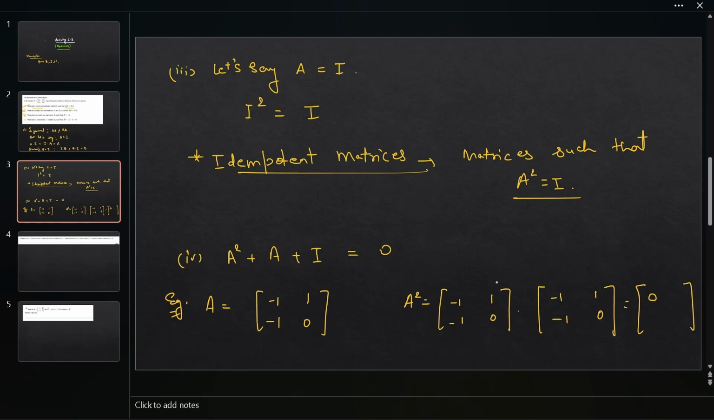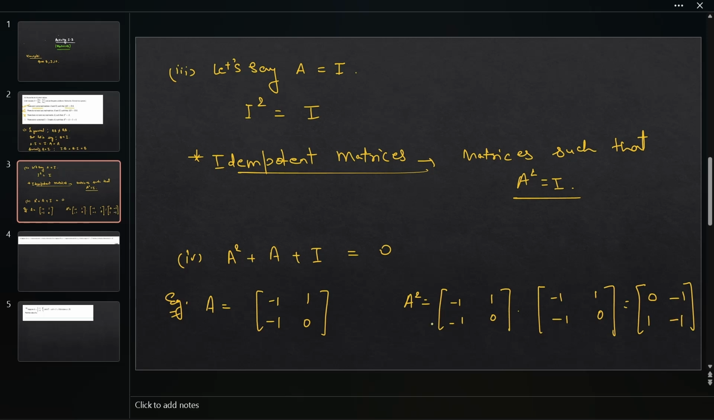Then we have minus 1 times 1 and 1 times 0, so it's going to be minus 1. Similarly, we have minus 1 times minus 1 plus 0 times minus 1, so it's going to be 1. And then we have minus 1 times 1 and 0 times 0, so it's going to be minus 1 again.